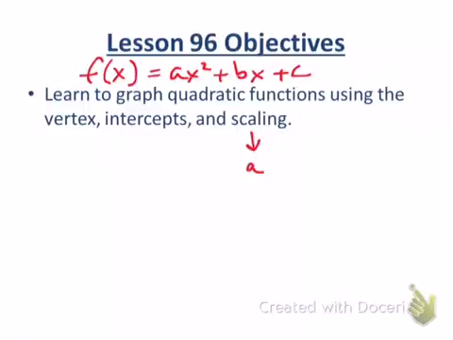If A is positive, we open up. If A is negative, we open down. We already know those two things. We're going to learn a little bit more about what A does today, and that's what I mean by scaling. We'll look at that through context, and we're going to find the vertex, the intercepts, and then use scaling a little bit to determine the shape and how to graph a quadratic expression.